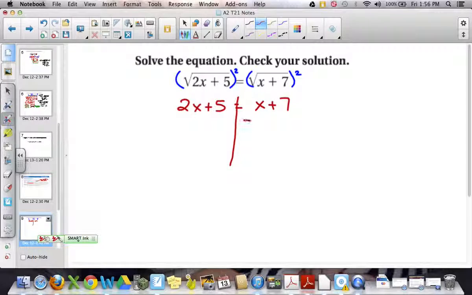So I'm going to subtract x on both sides. That gives me x plus 5 equals 7. And then subtract 5 on both sides to get x equals 2.